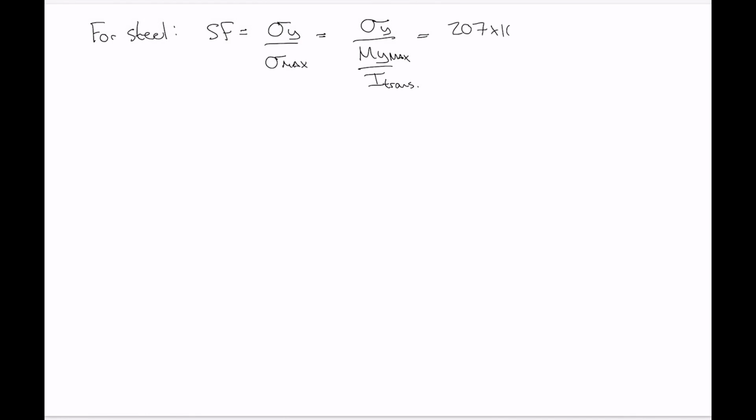207 times 10 to the 6. Right, and then we'll put I for our transformed beam up top. We've got 3.96 times 10 to the minus 5, and that's in meters, and then divided by M and y. So M was given to us in the problem statement. That's 15 kilonewton meters, so 15 times 10 to the 3 to put it into units of newtons and meters, and then our distance y.